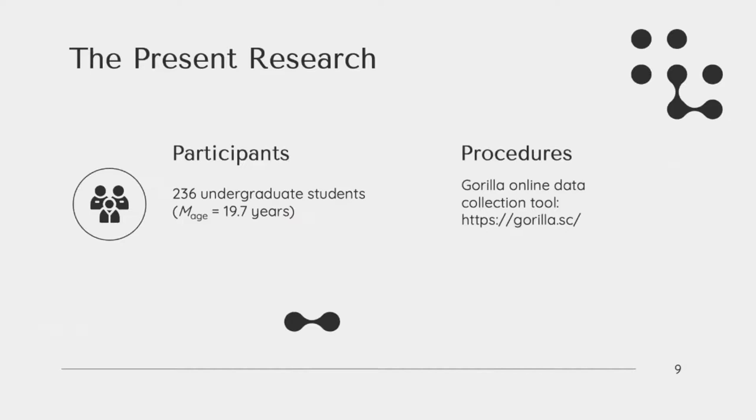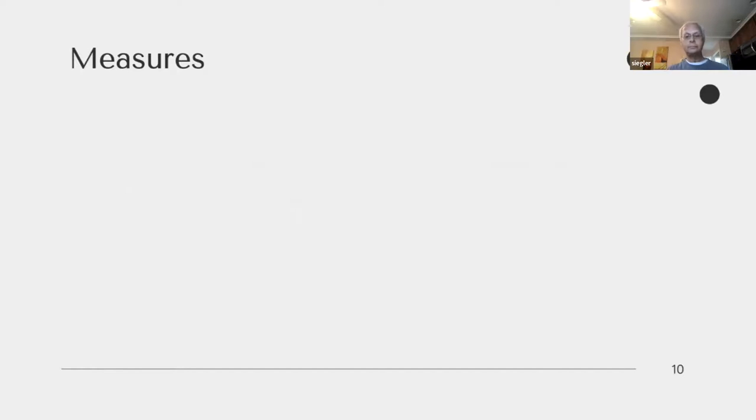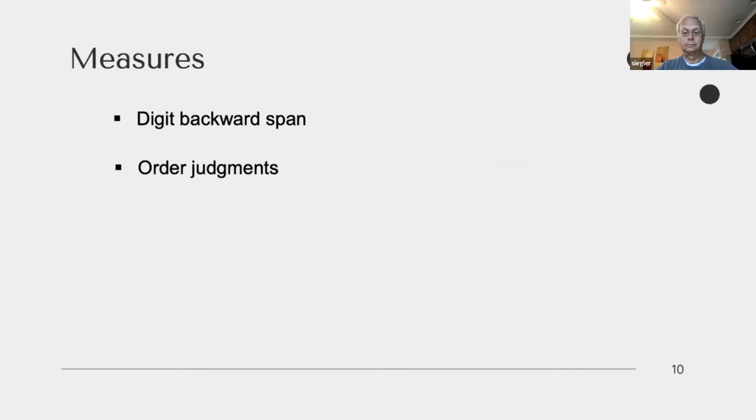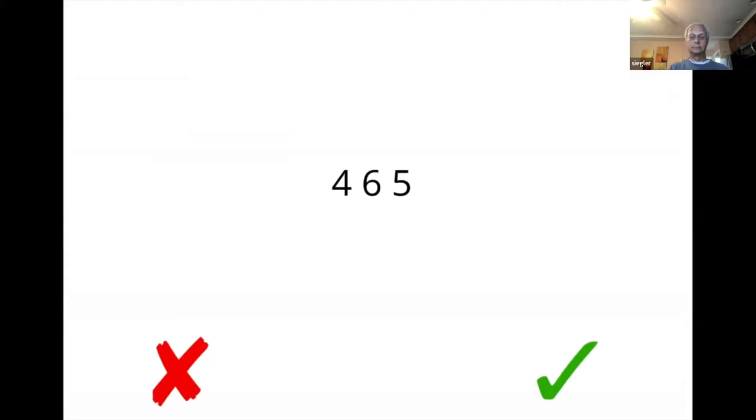In 2020 to 2021, we recruited 236 undergraduate participants from the Department of Psychology and Cognitive Science. The study was carried out through an online data collection platform called Gorilla. The study took about an hour. Participants started off with a digit backwards span task as a control measure of working memory. And then they completed an order judgment task where they were presented with three numbers at a time and had to decide whether sequences were in ascending order or not as quickly as possible.